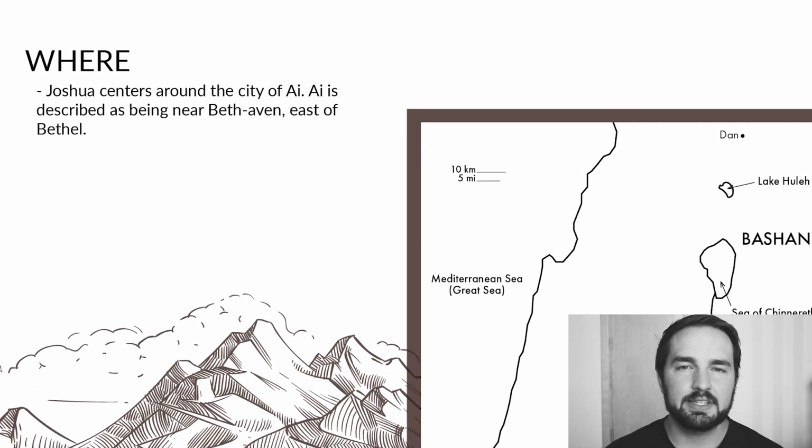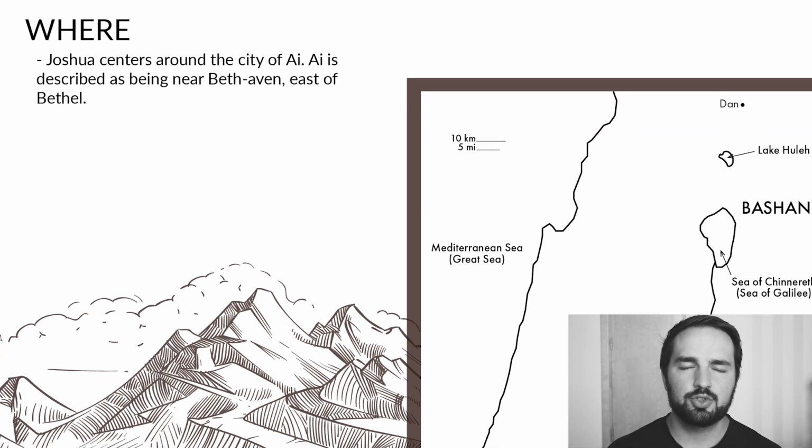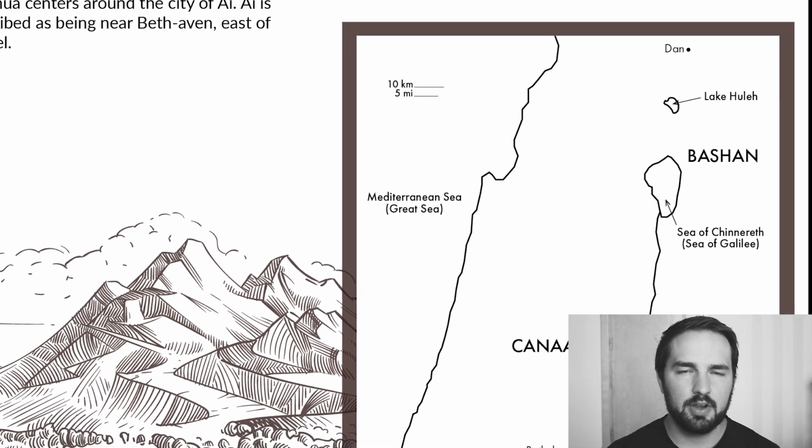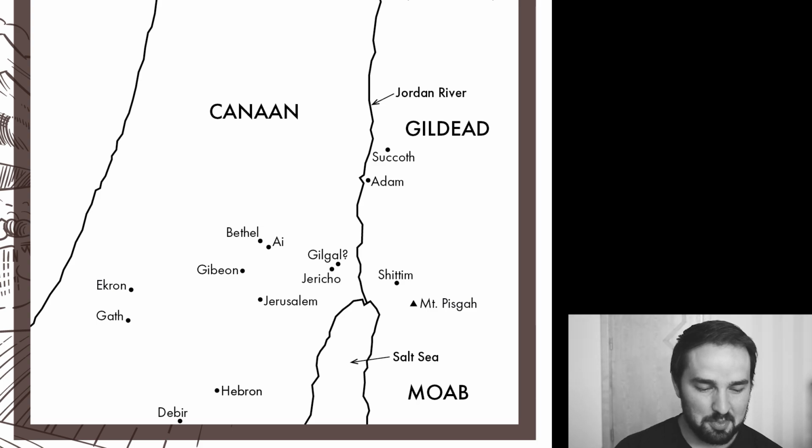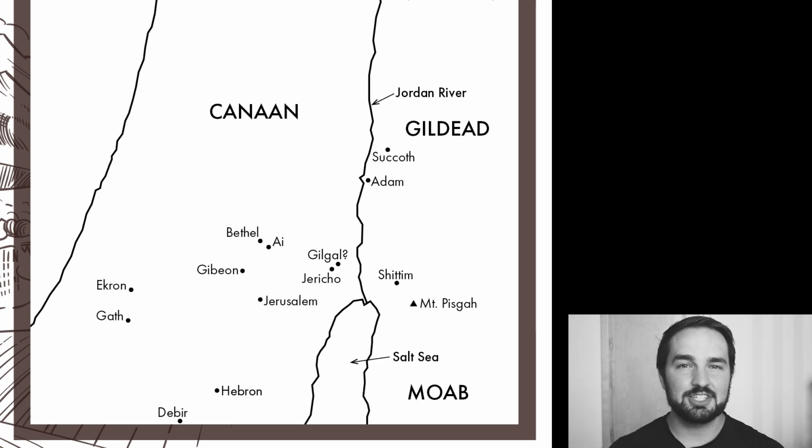Now let's take a quick glance down at our map. Chapter 7 centers around the city of Ai, which was not a very big place. And it is a weird name, I know, Ai. All I can think of now is artificial intelligence. But the city of Ai is described as being near Bethaven, east of Bethel.